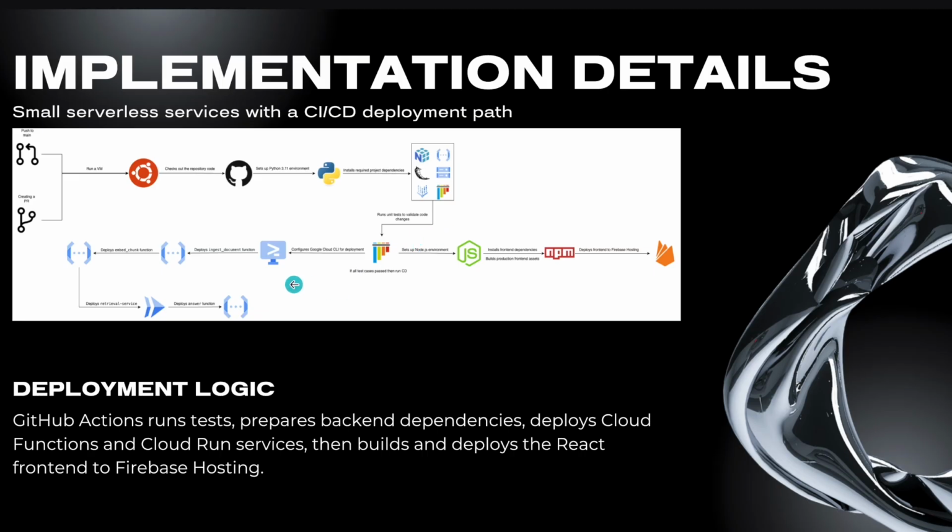From there, it deploys the backend. It starts by configuring the Google CLI for deployment, and from there it deploys the different Google Cloud functions. It deploys the ingest document function first, and then deploys the embed chunk function. From there, it deploys the retrieval service, and then it deploys the answer function.